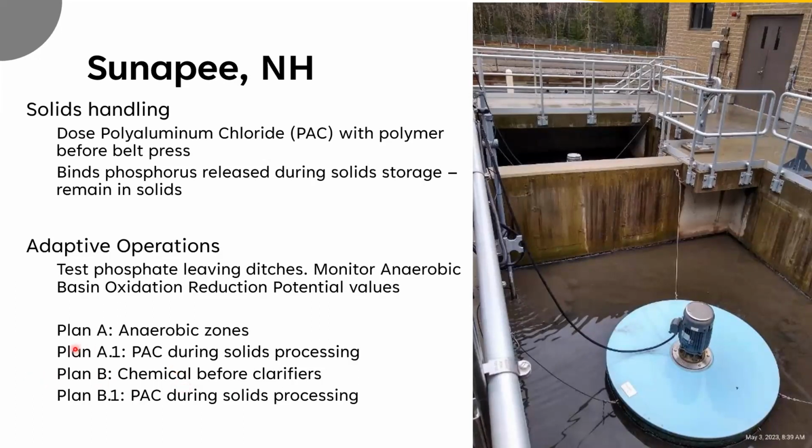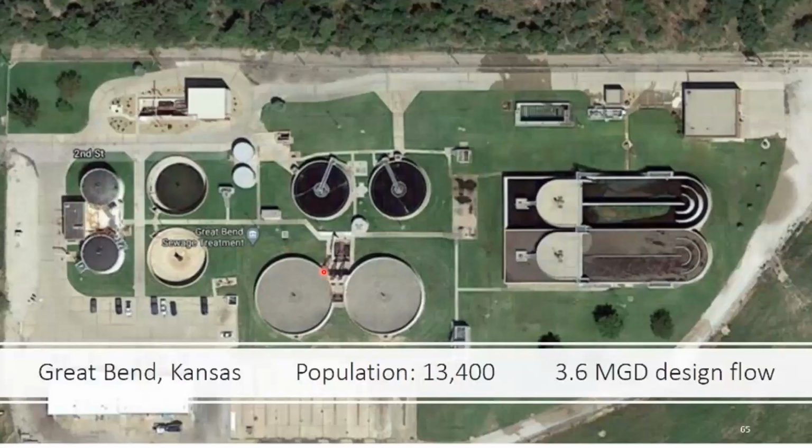So they don't dose chemical all the time before their clarifiers, only when it's strictly necessary. And if Place Center is on the line, they're doing something very similar with testing before the clarifiers. They add chemical if necessary, but if things are going well, they turn that chemical off and rely on their biological process to remove phosphorus.